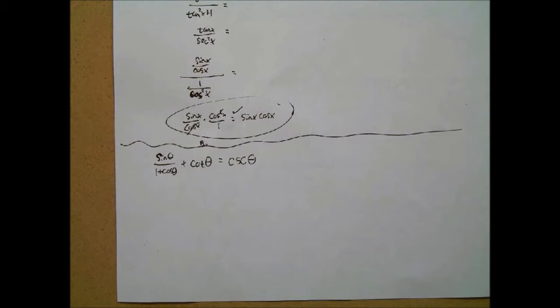Okay, so I got the common denominator, and I got... Then I'm confused. I'm still trying to explain. You can't cancel the cosine out. You can't cancel the sine out. Okay.